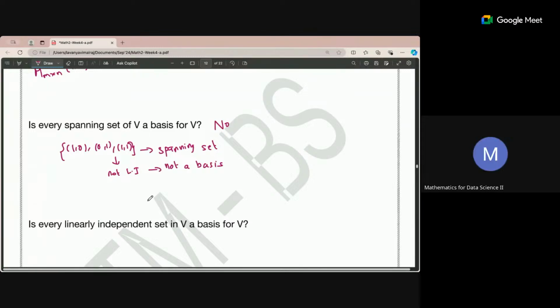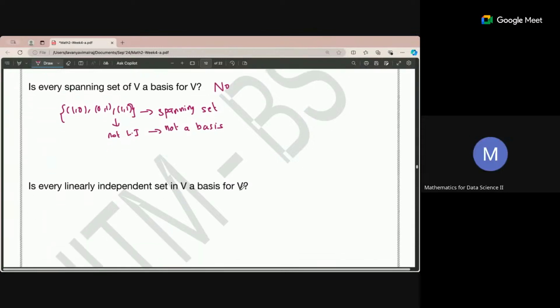Okay. Is every linearly independent set in V a basis for V? No. There must be spanning. Yes. So for example, if you just consider 1 0, now this is linearly independent, but it does not span V. It does not span R2 here.